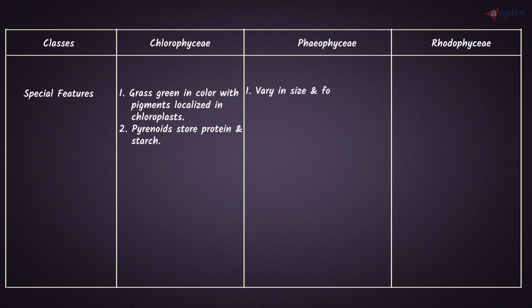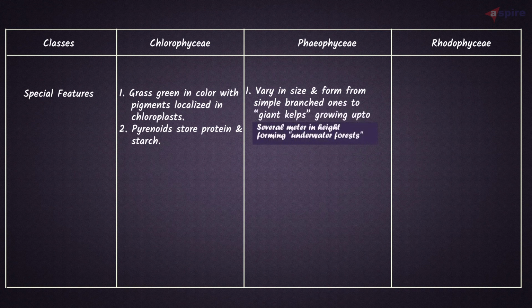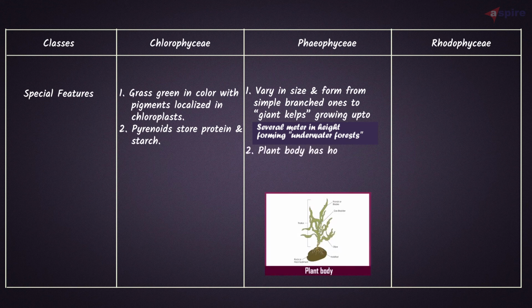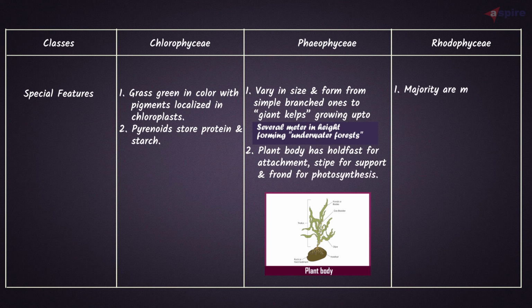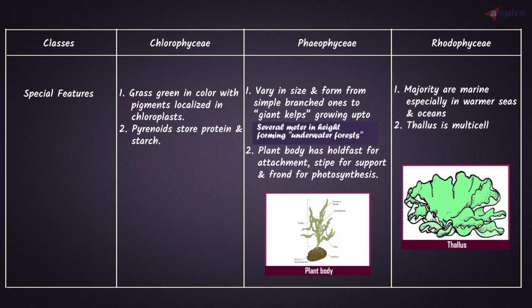Vary in size and form from simple branched ones to giant kelps growing up to 100 feet in height, forming underwater forests. Plant body has holdfast for attachment, stipe for support and frond for photosynthesis. Majority are marine, especially in warmer seas and oceans. Thallus is multicellular and sometimes complex.